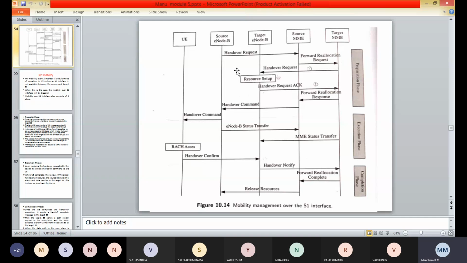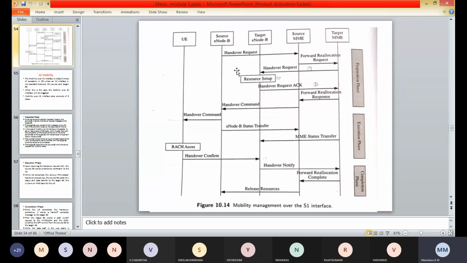It will send the handover confirm message to the target E node B. So in the completion phase, once the MME receives the handover confirm, it informs the source E node B to release the resources used by the user equipment.